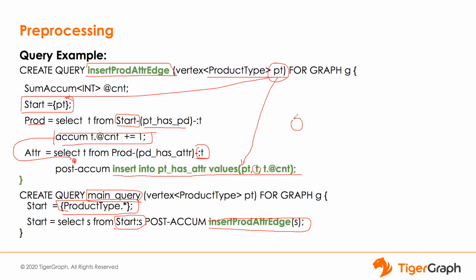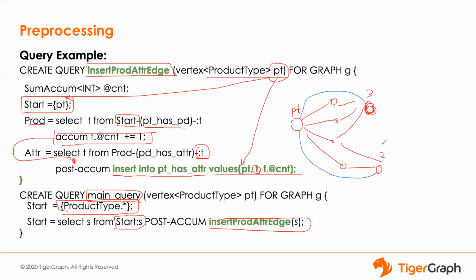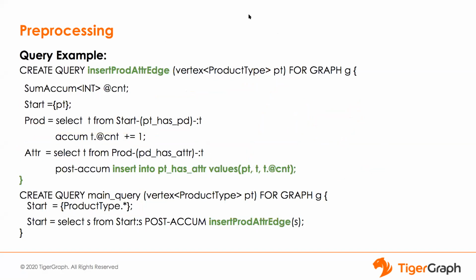So let me draw it, maybe more clearly. For one product type, we get to all the products here, right? And for each product, we traverse to an attribute, and then also I maintain a count, right? Then this one has count 2, this one has count 3. And for each attribute here, we want to insert a new edge between the product type and the attribute, having the weight stored on the edge. That is what this query does. Okay, hope this helps. I think we just got more questions.